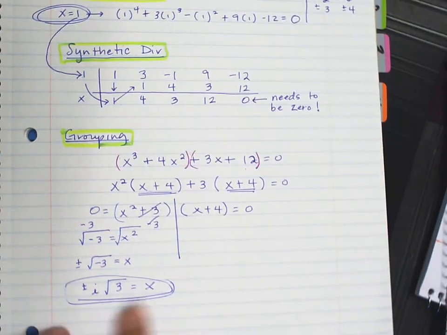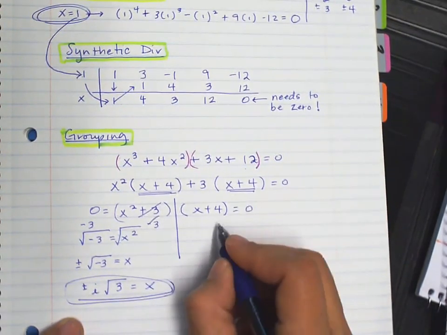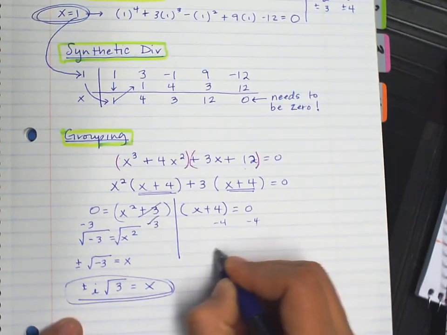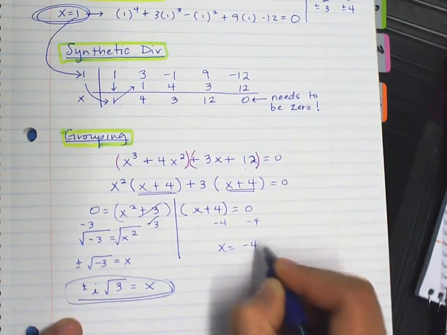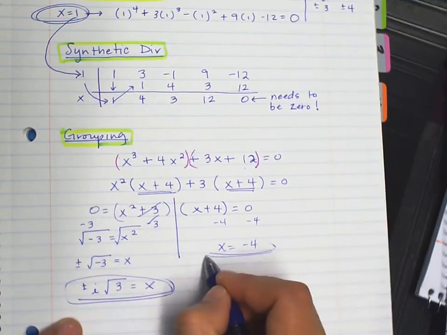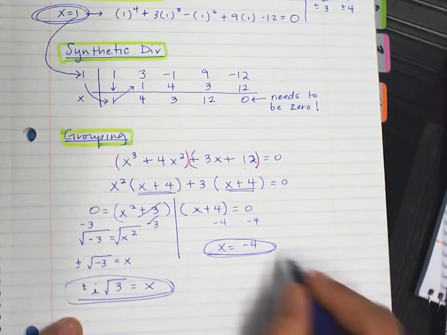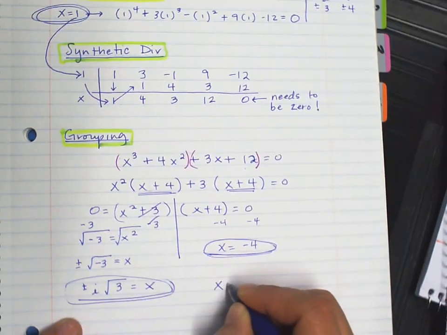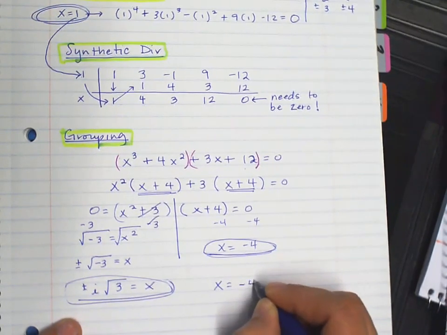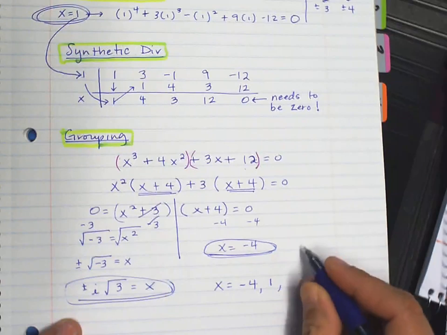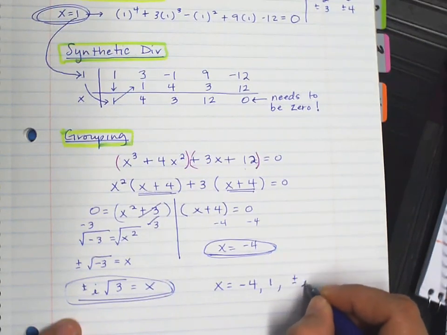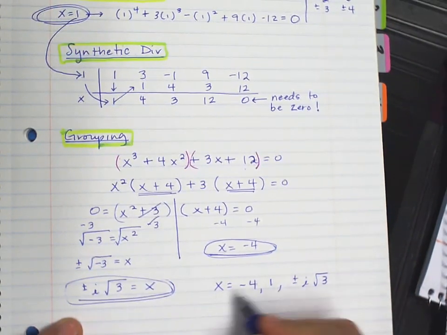And here's 2 solutions. So now we have 3. Right side, minus 4. So x equals negative 4. So there's our 4th solution. All right, so our final answer is going to be negative 4, positive 1, and plus or minus i square root of 3.